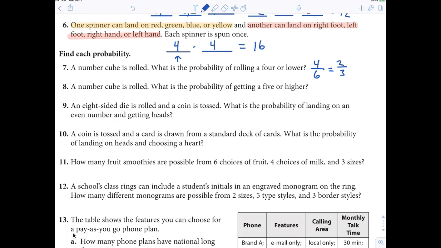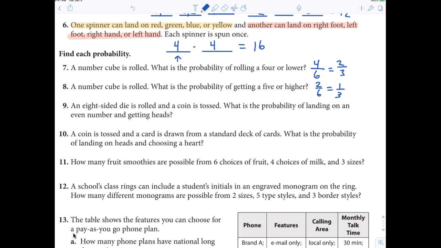Oh, Bradley, you've been kind of quiet, buddy. Well, let's read the next one. A number cube is rolled. What is the probability of rolling a number higher than 4? 2 out of 6. So 1 over 3. Beautiful.